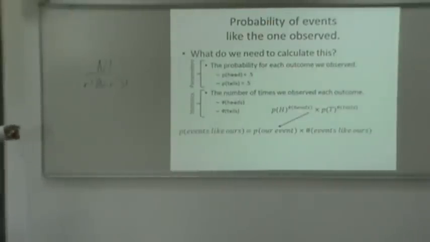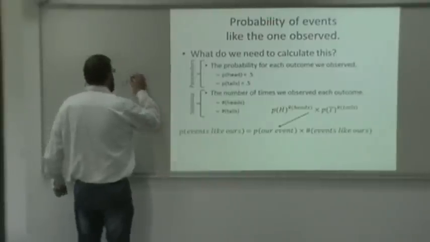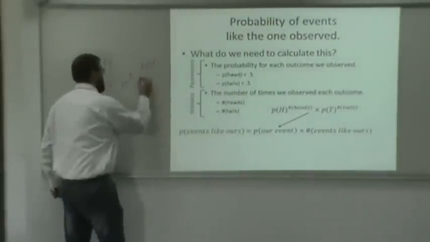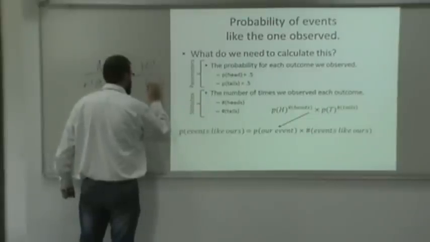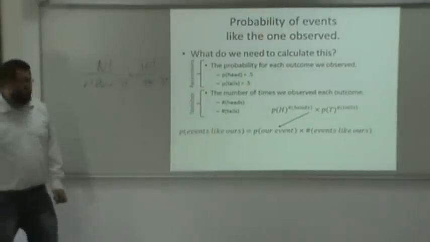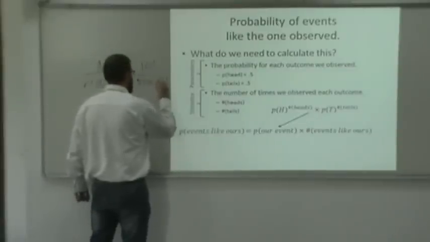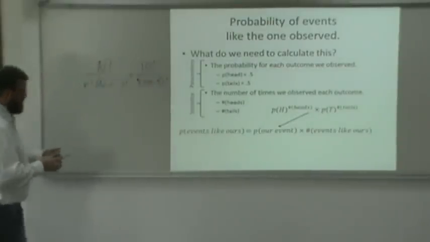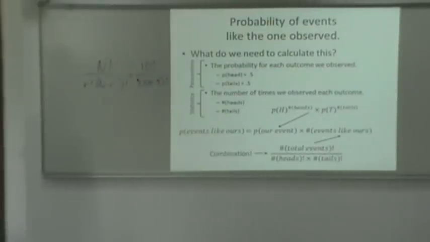So for our example, what would this be when we got 5 heads in 10 flips? What's N? For 10 flips, N would be 10. What's R? 5. Right? So that's just the combination.